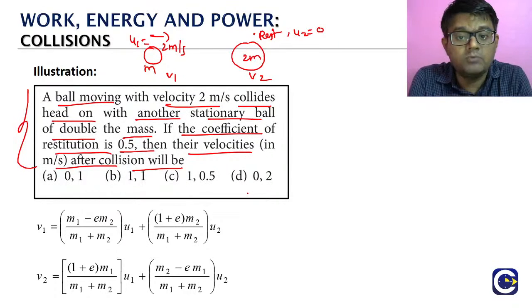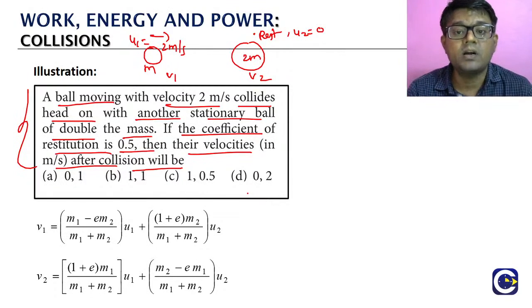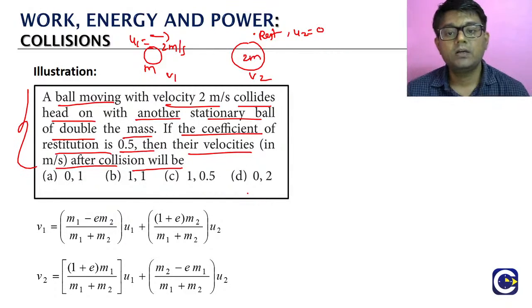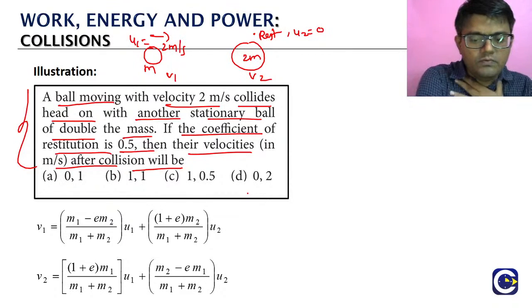M1 and M2 are not given, but they are saying the second ball has double the mass. So we took the first ball to have a mass m, the second ball will have a mass 2m. That m and 2m will get cancelled. Finally, that m term will not come in the answer. So when you substitute there, u1 is 2 meters per second, u2 is equal to 0. Substitute them, we will be able to get the V1 and V2 values. So let us just substitute them.